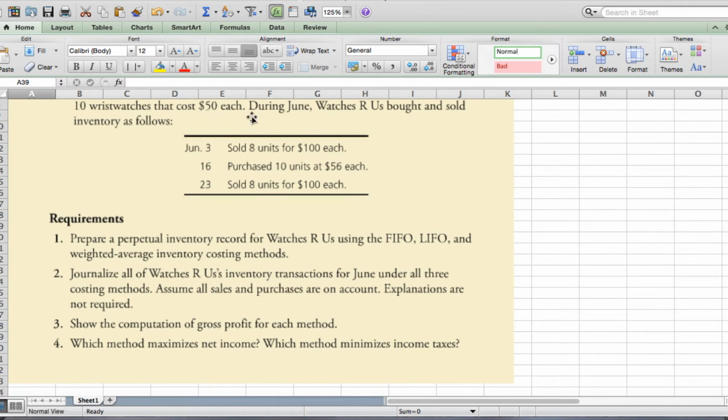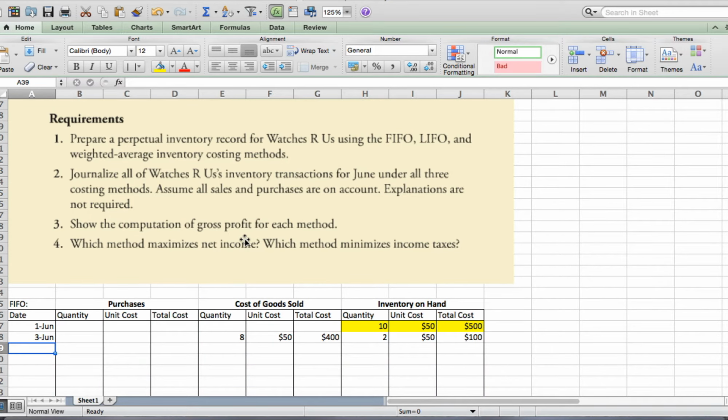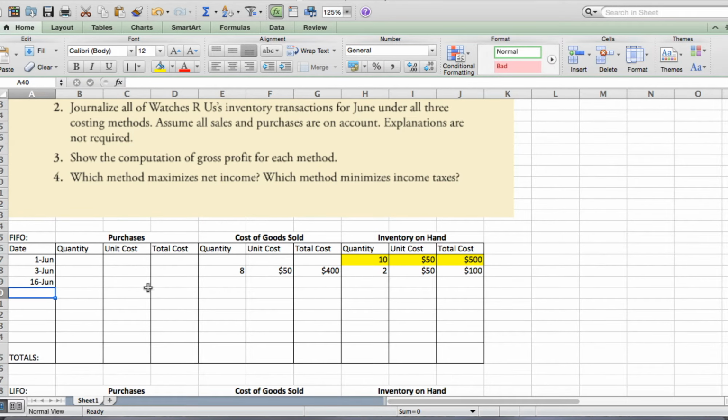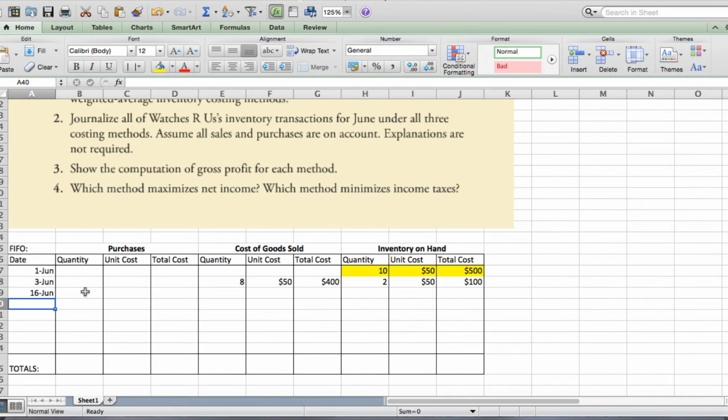June 16th, we purchased 10 more units at $56 each. Okay, since we're making purchases here, it's going to be in this first column, or these first 3 columns here, and we're going to record that we purchased 10 units for $56 each. So we have 10, $56 each, for a total of $560.